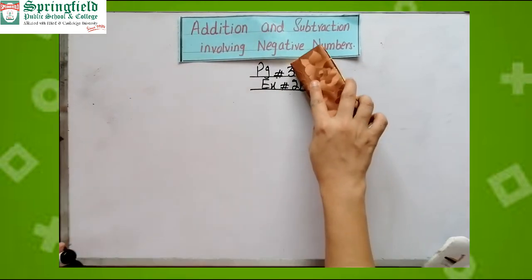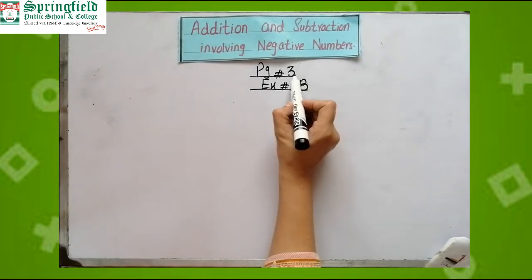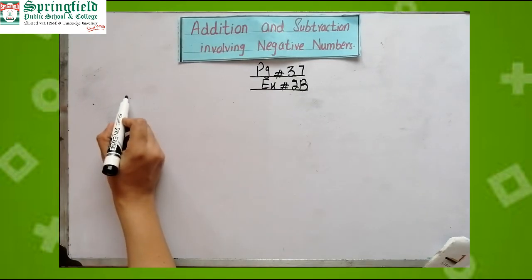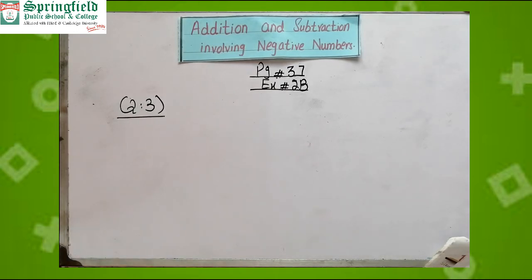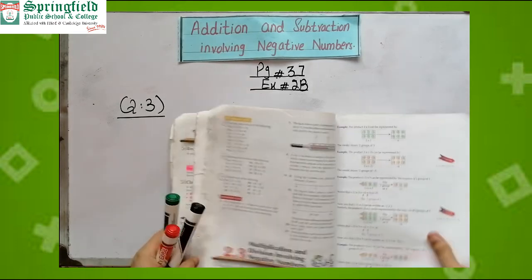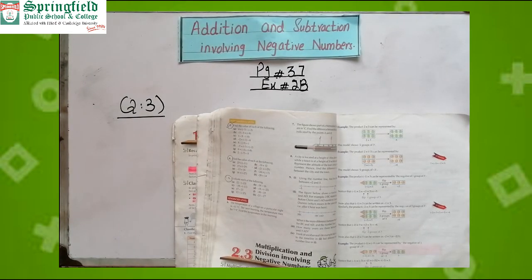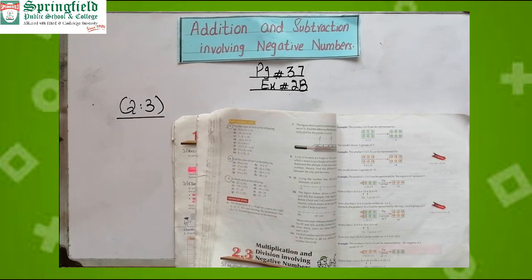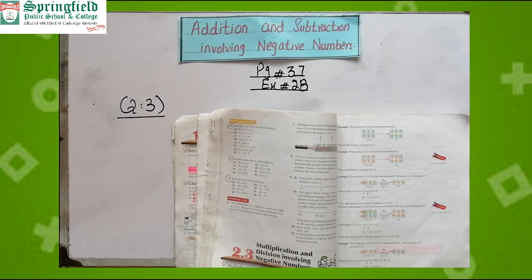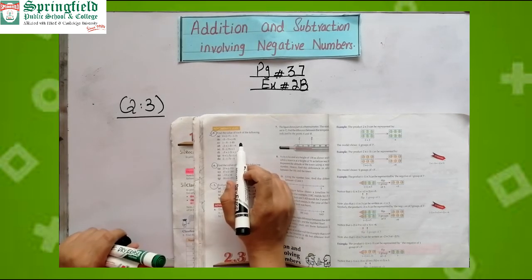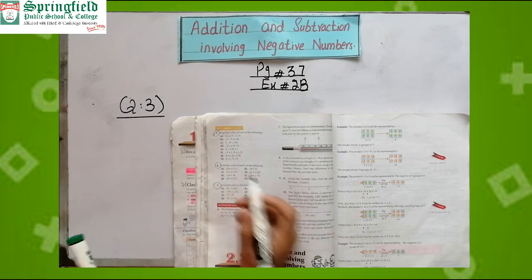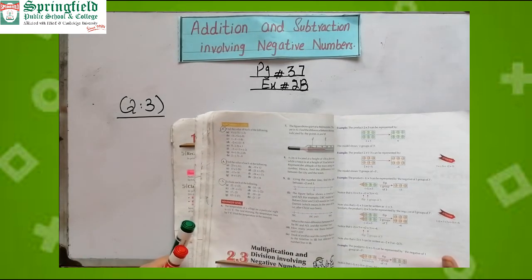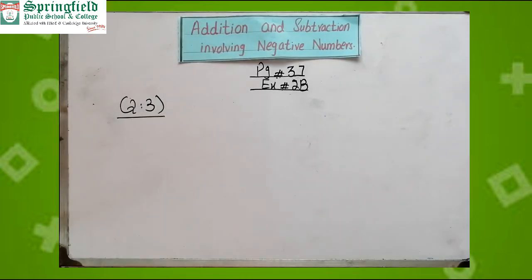Page number 37. Question number 3. Again, question 3 has more than 2 numbers. Question 1 had just 2 numbers, the addition and subtraction of just 2 numbers, and in questions 3, 4 and 5 there are more than 2 numbers. Fine. So they are showing how we can add and subtract more than 2 numbers. So come to part A of question 3.